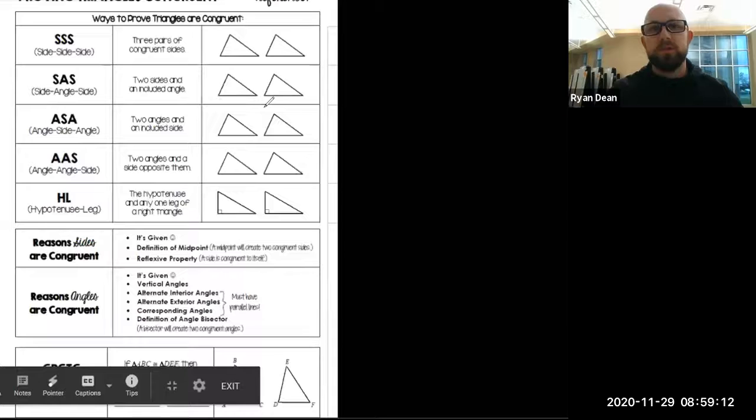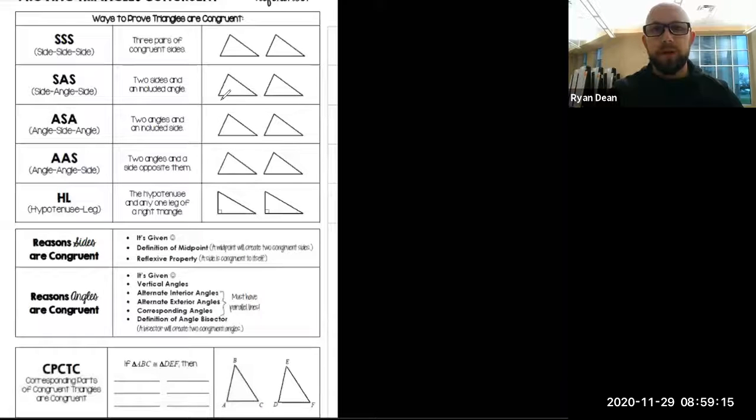So I'm going to run through each of these things and talk about what they are and just kind of break down this unit for you and how we're going to do things. Okay, so we have 5 different ways to prove that triangles are congruent. And we call them SSS, SAS, ASA, AAS, and HL. And each one of these is a different acronym for how to prove. Okay, so what we're going to do first is we're going to write down what the letters stand for, and then we're going to talk about how they apply.